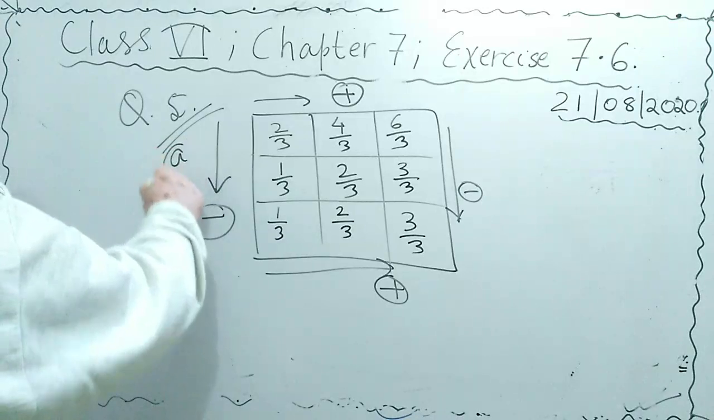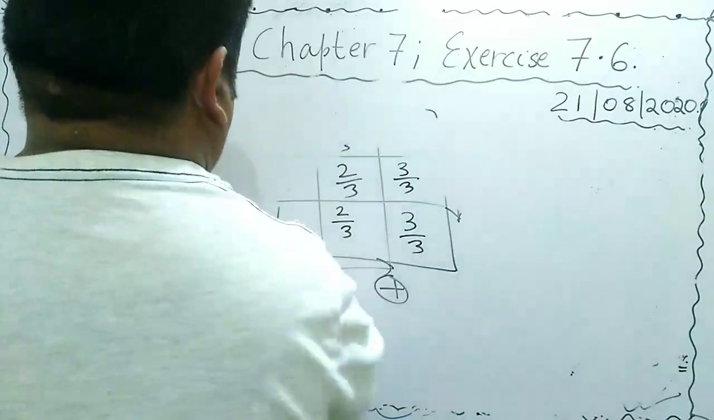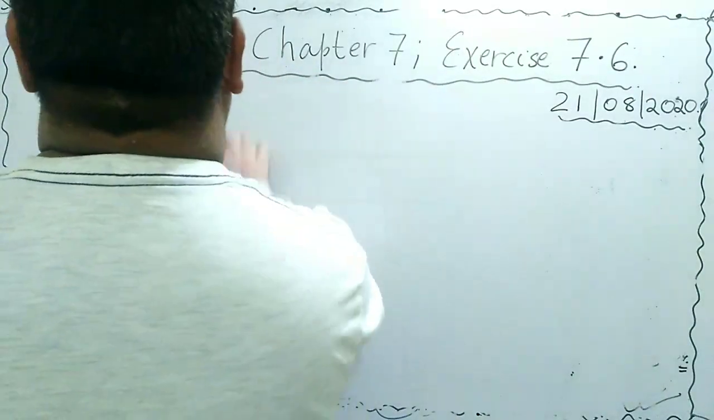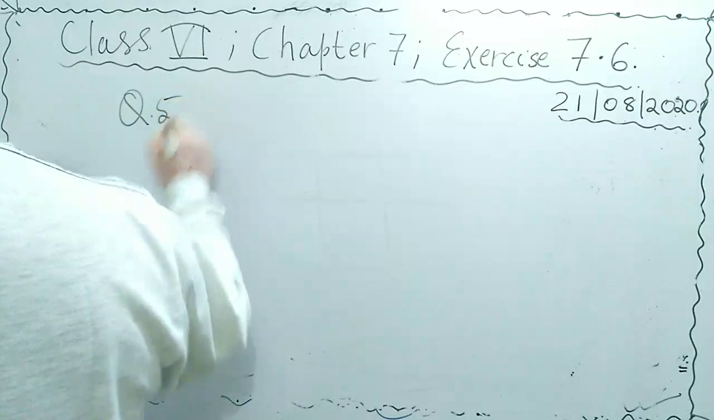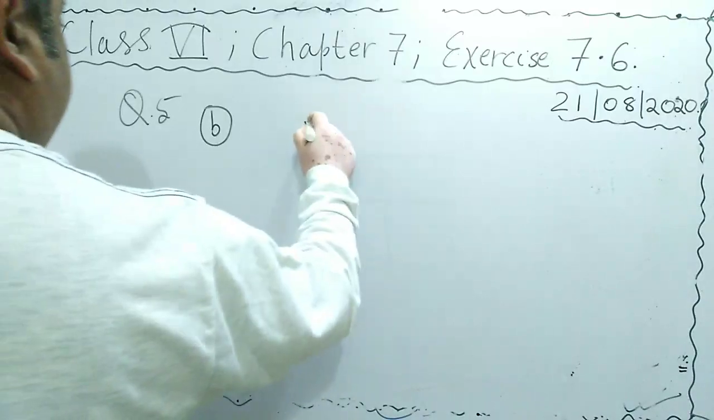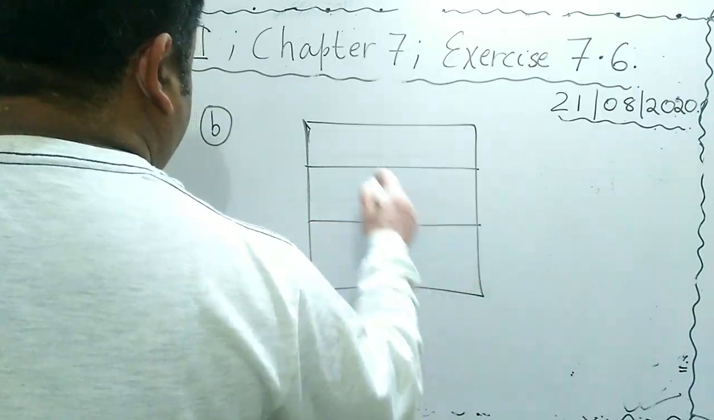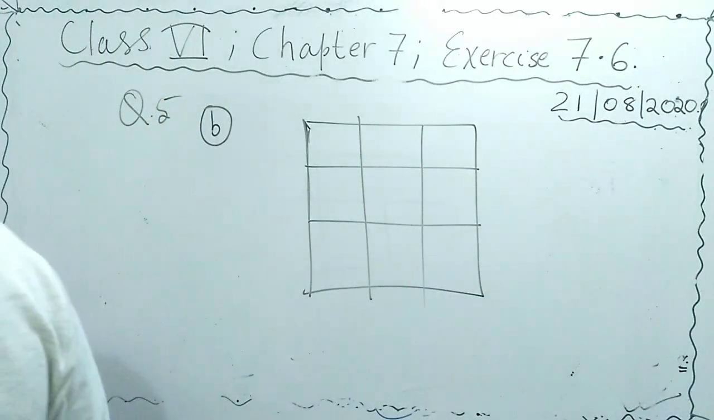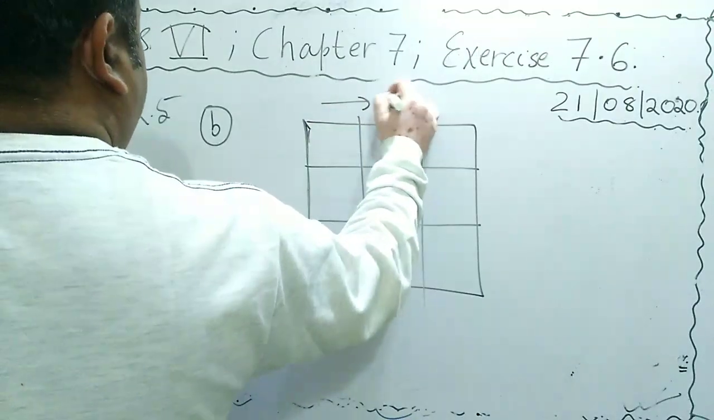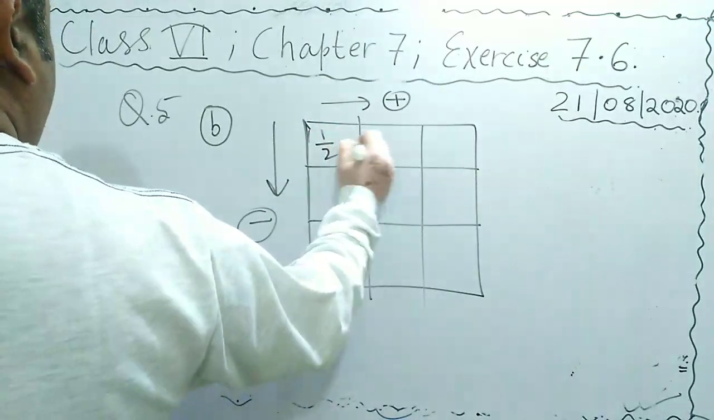This was 5A. In the same pattern, question number 5B is there. Okay. So I am erasing it so that you can understand in a very clear manner. Five B. लेफ्ट टू राइट में हमें ऐड करना है, टॉप टू बॉटम में हमें माइनस करना है. किसे? जो दिए गए वैल्यू हैं उनको.